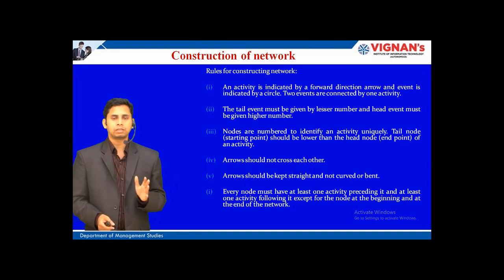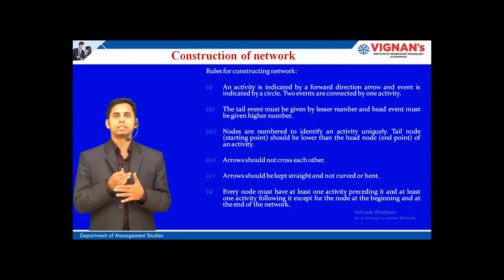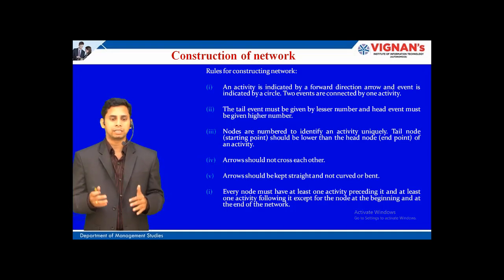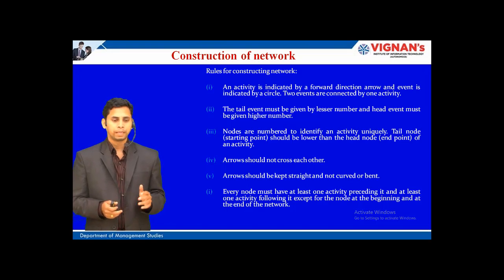Arrows should not cross each other. So, arrows are none other than the activities. So, activities should not cross each other. So, there should not be a crossover of one activity with another activity, which is another important rule. And then arrows must be kept straight and not curved or bent. So, that is also another rule, that an activity must not be bent or curved in shape. They must be drawn on a straight line, as a forward direction arrow.